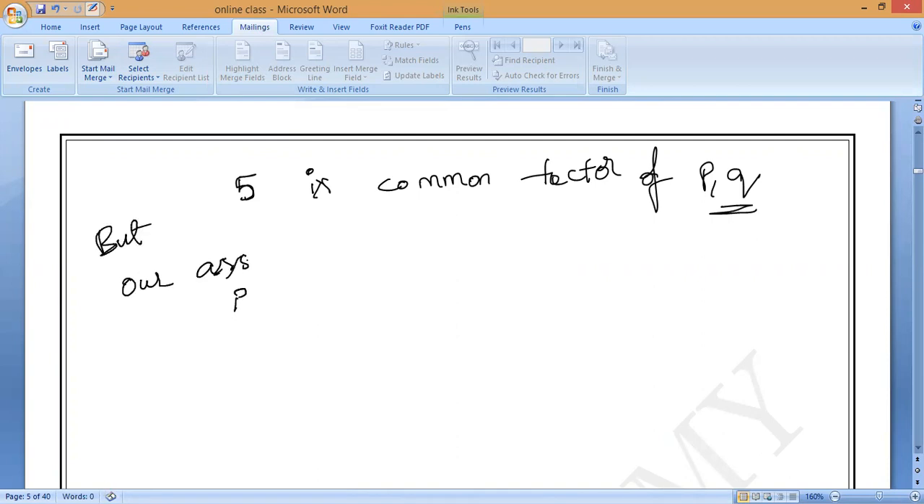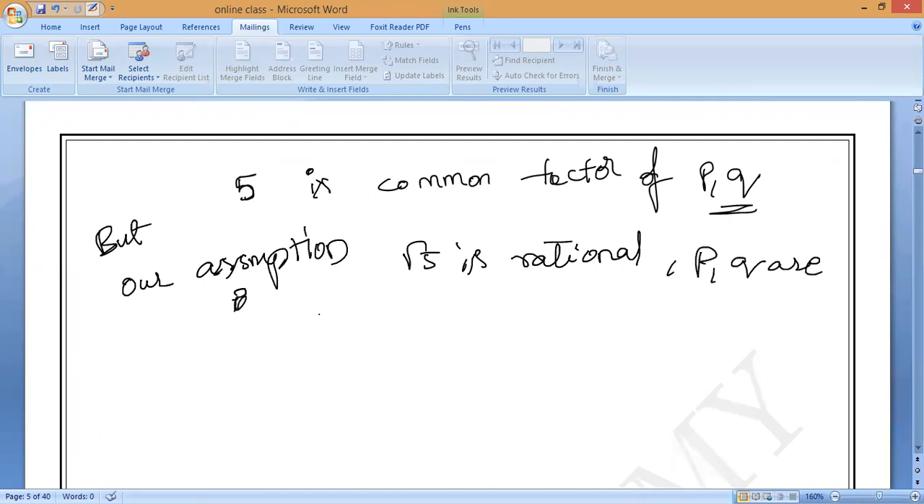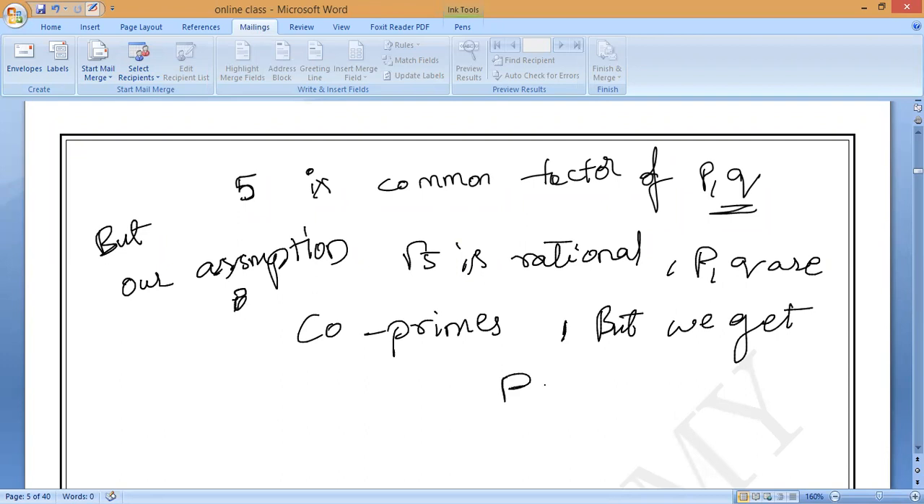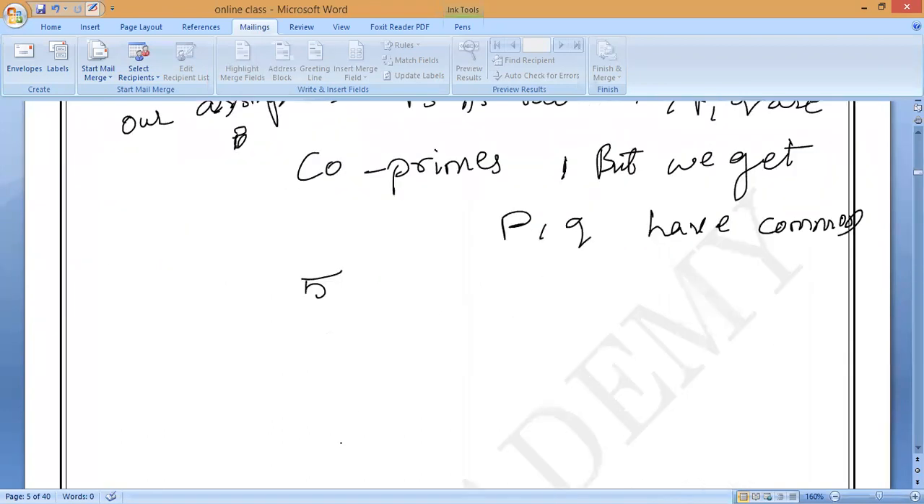Our assumption is that root 5 is rational. It means p and q are co-primes. But we get that p and q have a common factor, which is 5. Common factor 5, so our assumption is wrong. Do you understand this one? Our assumption is wrong.